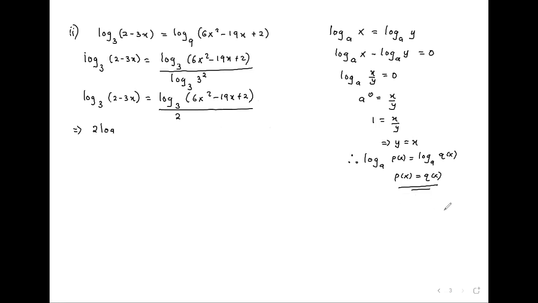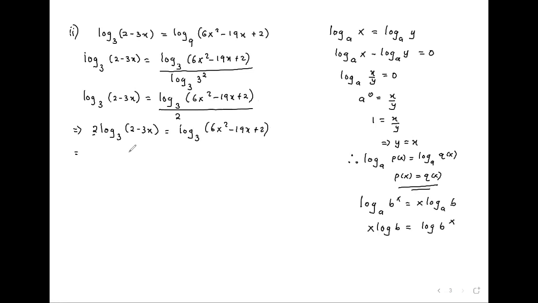So from that, when we get back to this question, we just go to the inside. We have log 3 of 2 minus 3x equal to log 9 of 6x squared minus 9x plus 2, and we change to base 3, so we get log 3 of 6x squared minus 9x plus 2 over log 3 of 9. Now 9 there is 3 squared. So we get log 3 of 2 minus 3x is equal to log 3 of 6x squared minus 9x plus 2 over 2 log 3 of 3, and log 3 of 3 is just going to be 1.